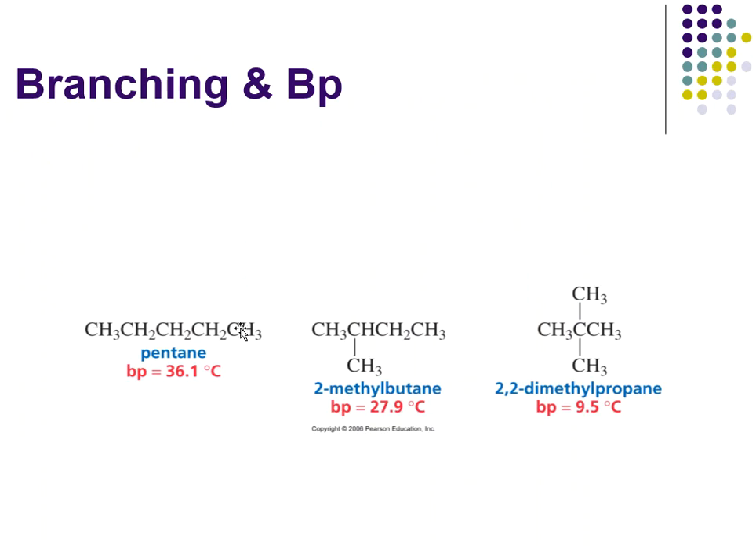Here's the way branching affects the boiling point. So we have a straight chain pentane, and that boiling point's 36.1. Then we have a branching that happens. Look at what happens to the boiling point. It gets lowered to 27.9. And then we have another branching that could happen, and that boiling point goes to 9.5. So the more branching that occurs, the lower and lower that boiling point is going to be.